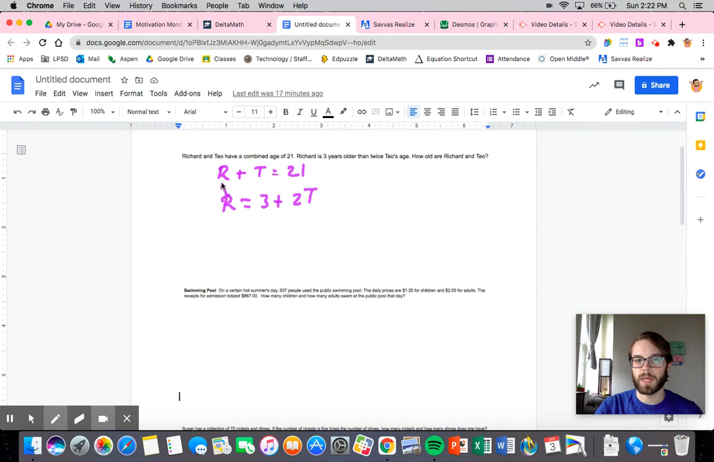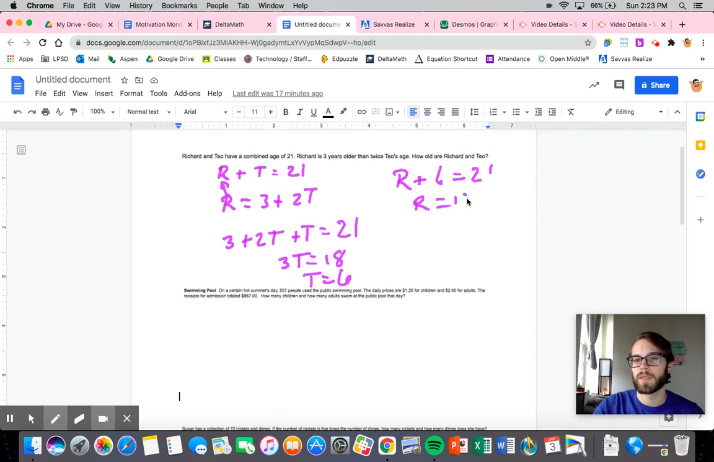So I can put this up here. So I can say 3 plus 2t plus t equals 21. So I get 3t equals, if I subtract that, I get 18. So Tio is going to be 6. So what does that mean that Richard is? 21 minus 6, so Richard is 15.